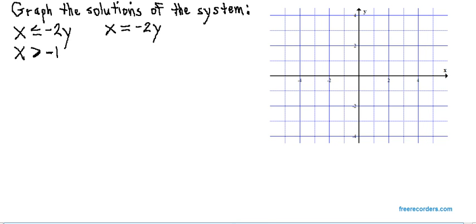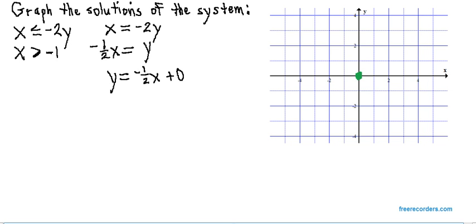So I'm going to change the less than or equal to an equal to. And then if it's easier for you in y equals mx plus b form, you can divide both sides of the equation by negative 2, and you get y equals negative 1 half x, which of course is the same as y equals negative 1 half x plus 0. So since the y-intercept is 0, the graph goes through the origin.